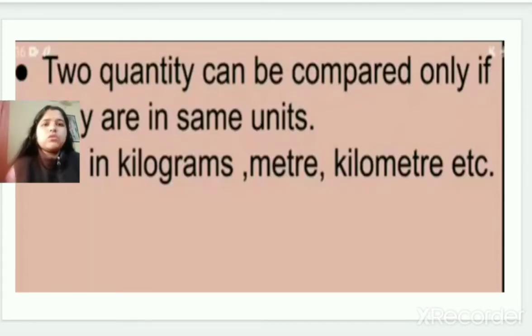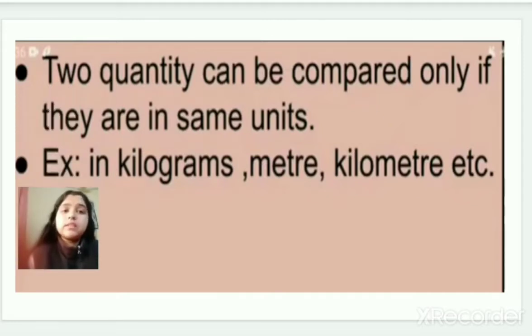Yes. So two quantities can be compared only if they are in the same units. If you have to compare quantities and find the ratio, the most important thing is that the numerator and denominator should be in the same units, like both in kilograms, meters, or kilometers, etc. So if you are finding the ratio, first observe that both numbers have the same unit.